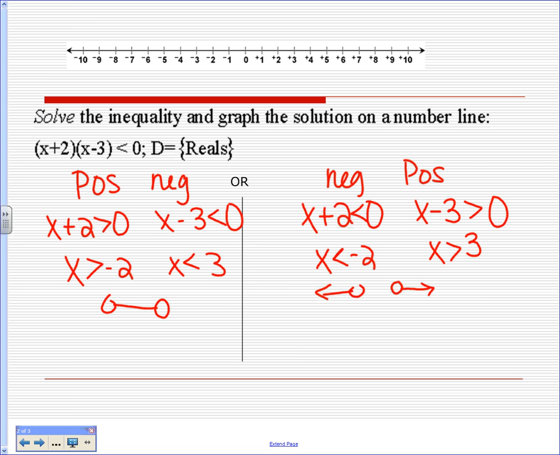Let's pick a number in between negative 2 and 3. 1. 1 plus 2, 1 minus 3. Does that work? Okay, let's take a number that works on this one. 4 is greater than 3, right? 4 plus 2, 4 minus 3. So that one doesn't work. So we want to use this one. So the two numbers are the negative 2 and the 3.